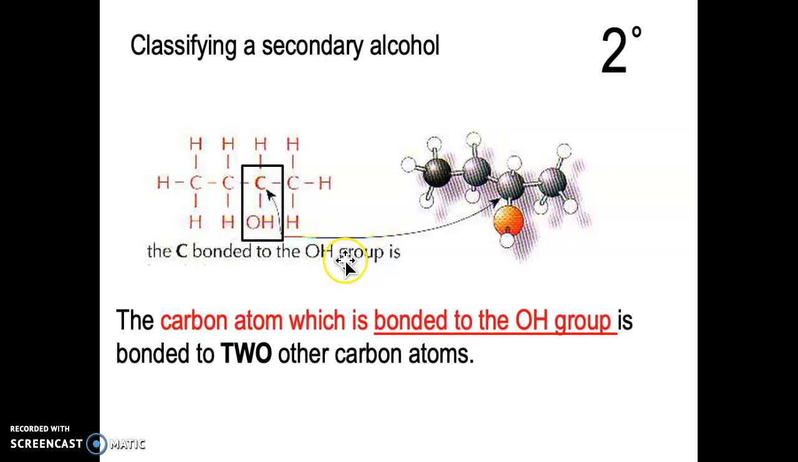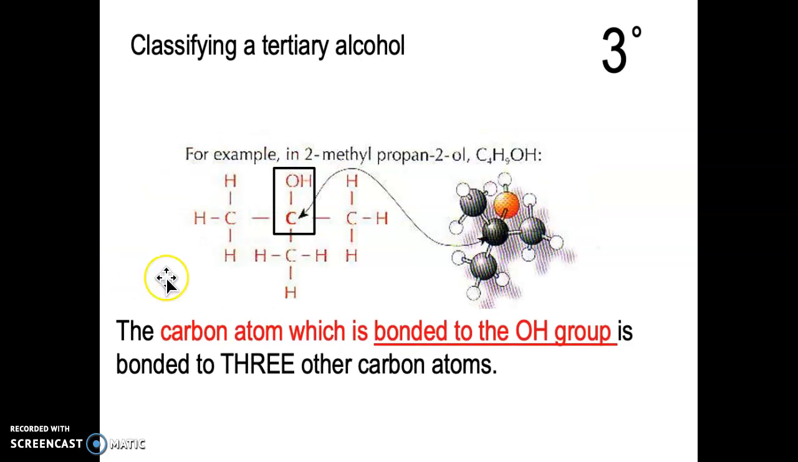When 2 of them are to carbons, we would refer to this as secondary. The carbon atom bonded to the OH group is bonded to 2 other carbons. So it is a secondary alcohol, or the symbol 2 with that degree symbol. And finally, if the carbon bonded to the OH group has 3 adjacent carbons, which is the maximum you could have, given that the 4th bond will be to the OH group, we would refer to this as a tertiary alcohol.